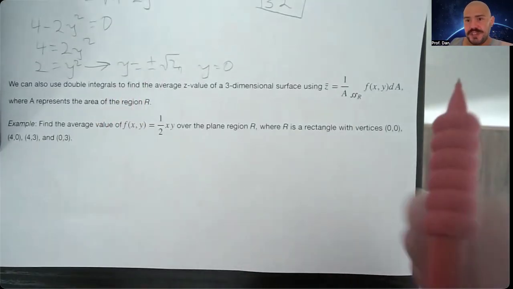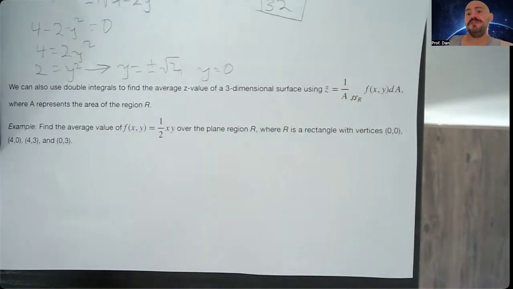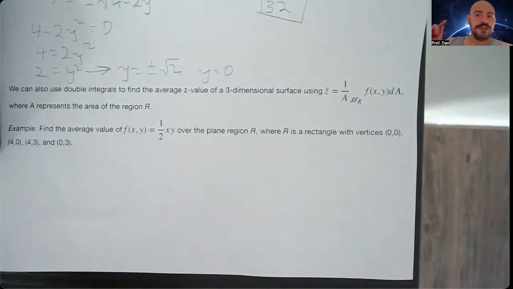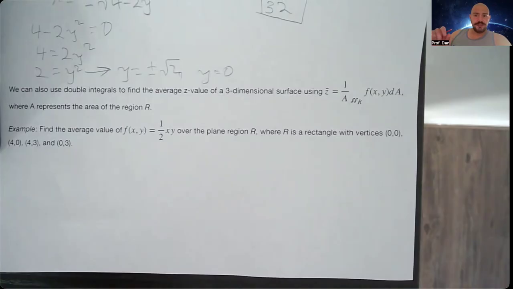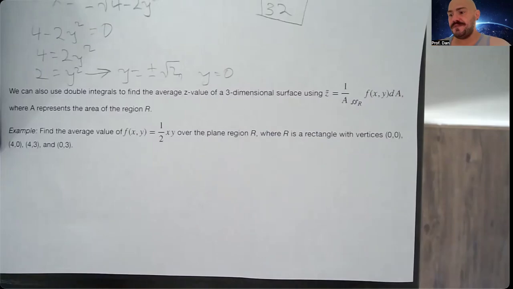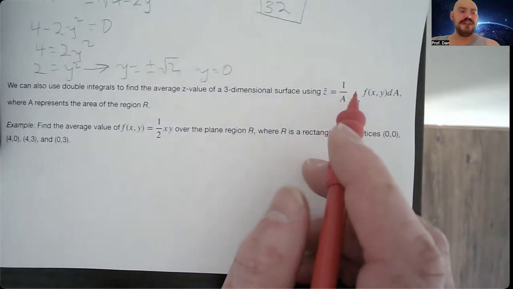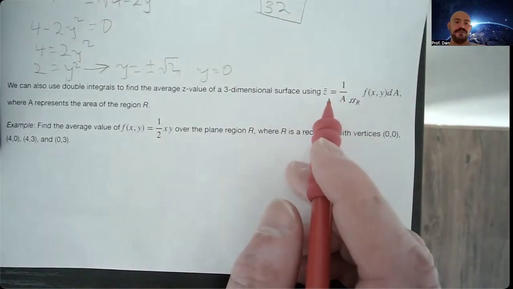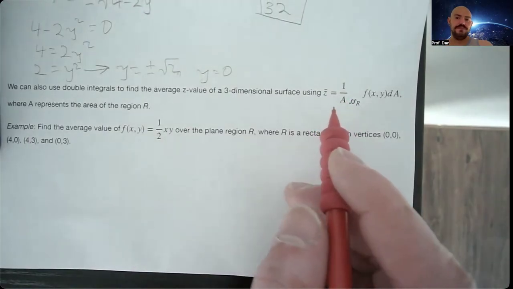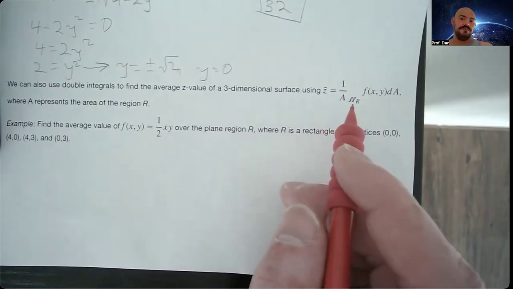When we have functions of several variables, remember how double integrals are defined. They're not defined by rectangles that have a width, right? They're defined by boxes that have a rectangular or a square base. So rather than dividing by b minus a, we actually divide by the area of our base.